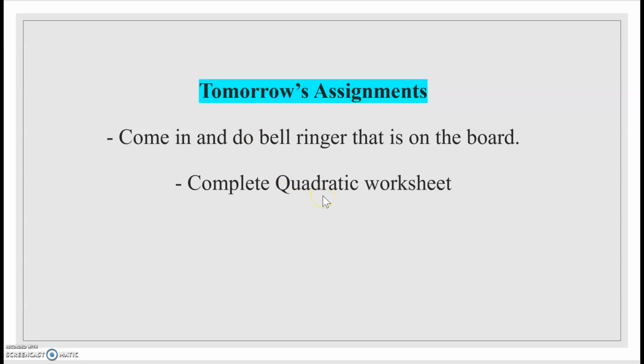Once we finish our bell ringers, I will do a few minutes of just answering any questions you may have. Maybe work a few more practice problems just for you to see. But we're going to jump right into this quadratic worksheet pretty quick. And I'm hoping we can knock this out during class tomorrow. You won't have any homework. And so yeah, tomorrow come in, be ready to work and knock these assignments out.